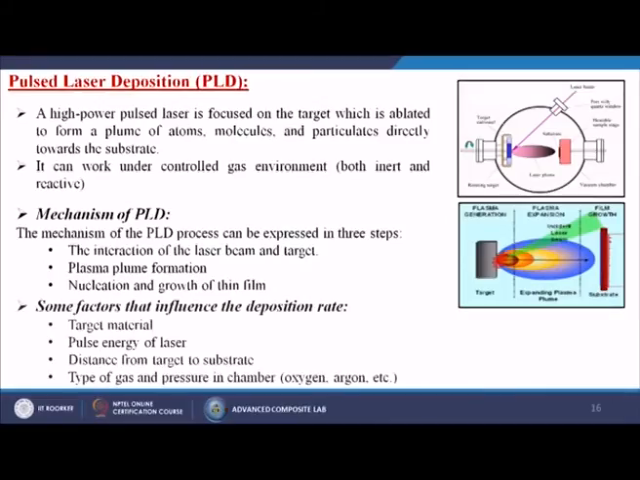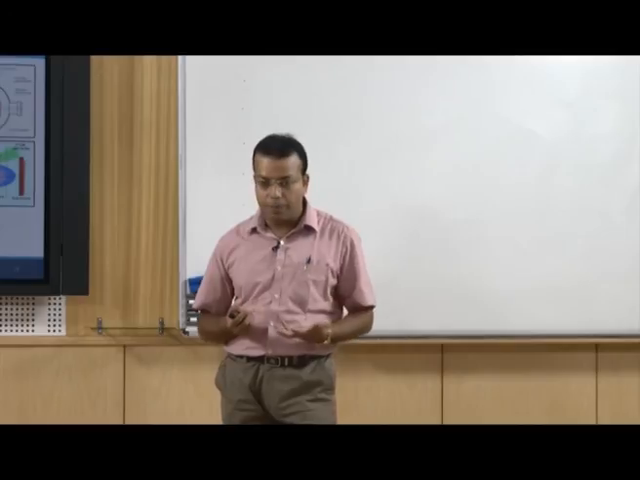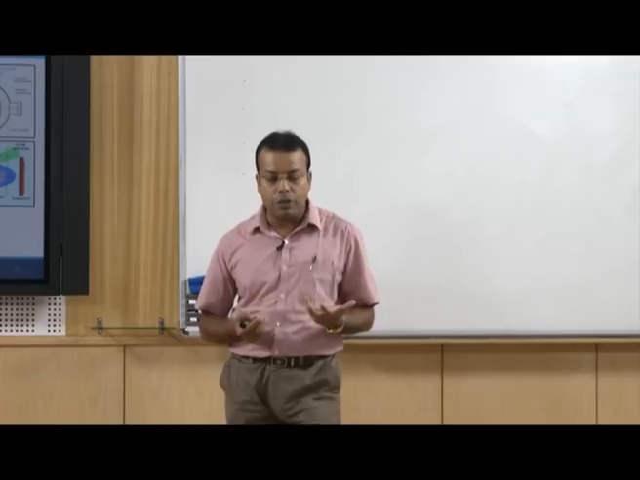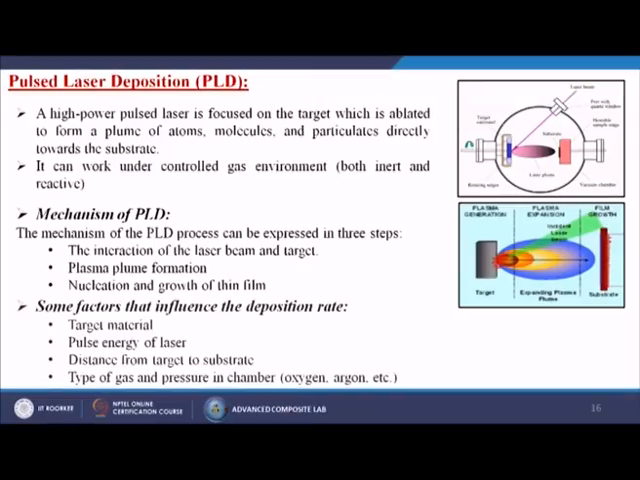Mechanisms of the PLD process. The mechanism of the PLD process can be expressed in 3 steps. First one is the interaction of the laser beam and the target, plasma plume formation, nucleation and growth of the thin films. So, simple, till now we are discussing different types of heating element, maybe electrical coil or maybe certain kind of laser or maybe certain kind of electron beam. So, here first we are putting the laser beam directly onto the target itself, then it is creating certain kind of plasma, that plasma is directly depositing onto your substrate material. So, that is why it is called pulsed laser deposition.